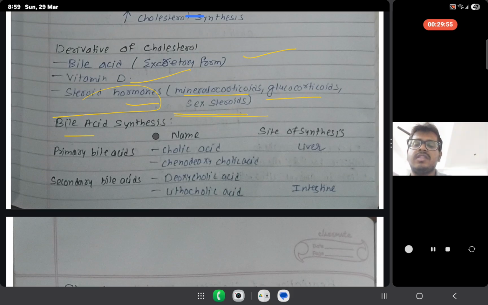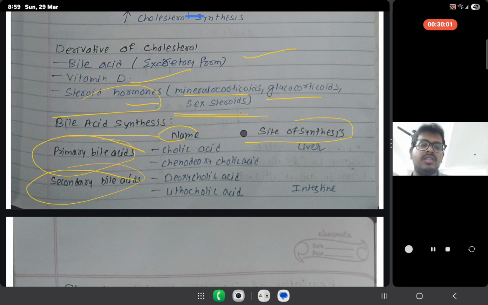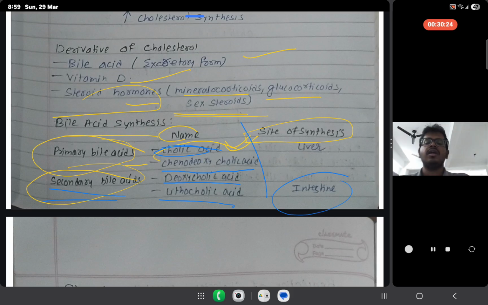First, bile acid synthesis: the primary bile acid and secondary bile acid, their names and site of synthesis. Primary bile acids are cholic acid, which is the major one, and chenodeoxycholic acid. Now we will discuss the secondary bile acids. Secondary bile acids are deoxycholic acid and lithocholic acid. The site of synthesis is the intestine.